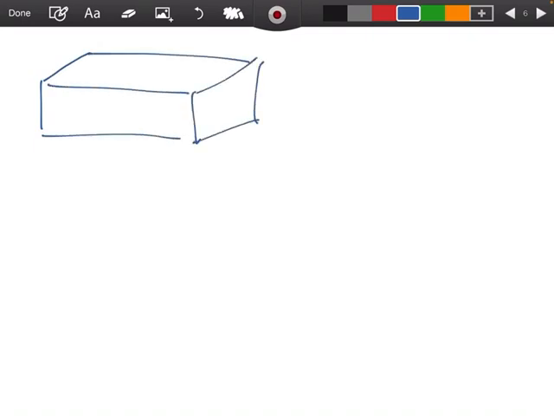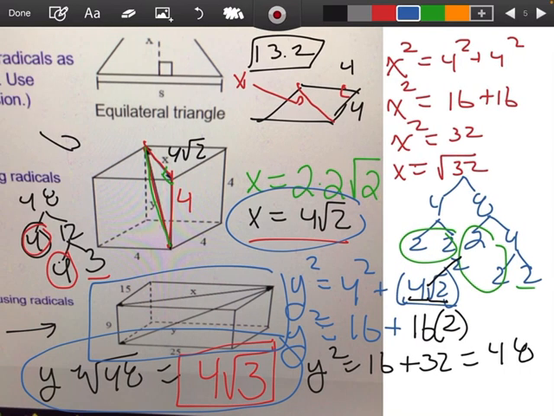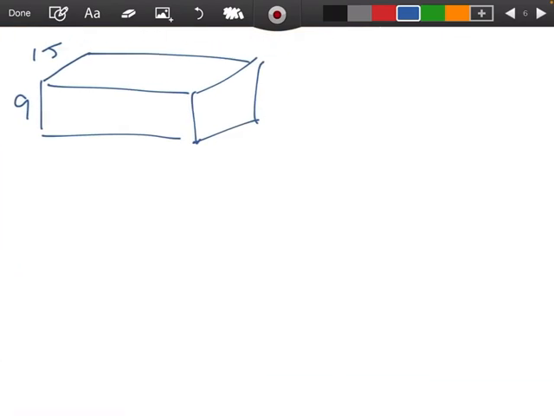Okay, 9 and 15. Like that. Okay, this was 9. This was 15. Okay, we got a 25 on the bottom. We got an x. Okay, and an x and a y.